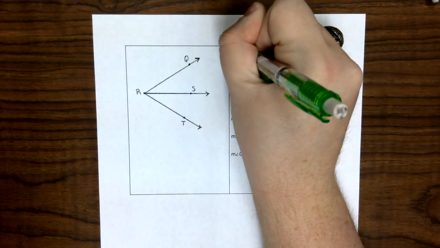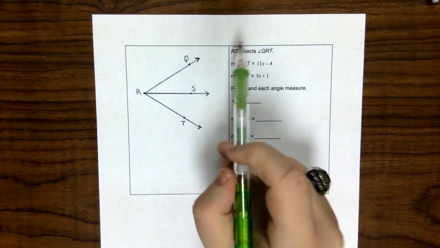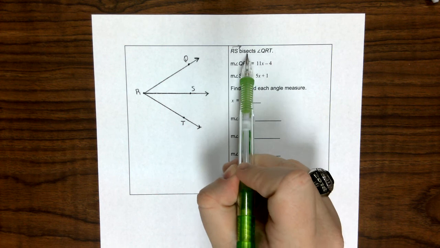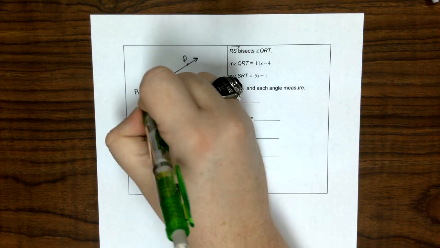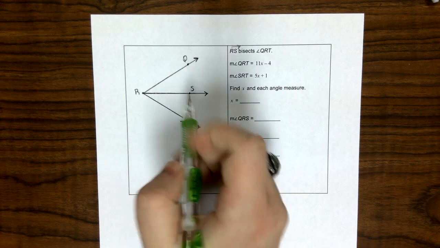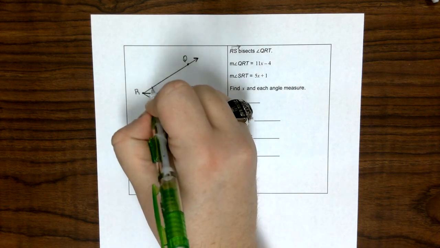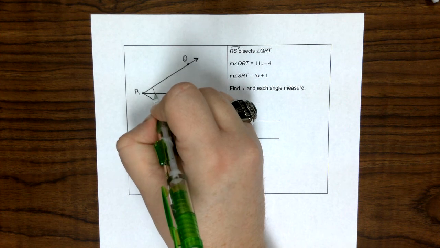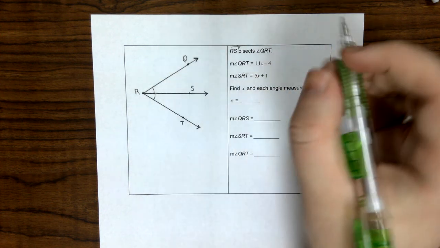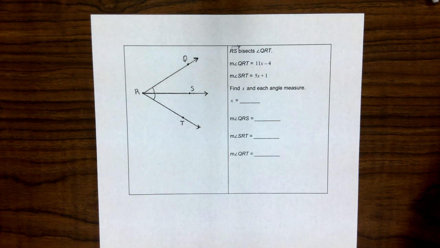All right, let me add my ray sign. The ray RS is bisecting angle QRT, so we know this is our bisector. And so this piece, let me make it connect, is congruent to this piece. Half, I say.